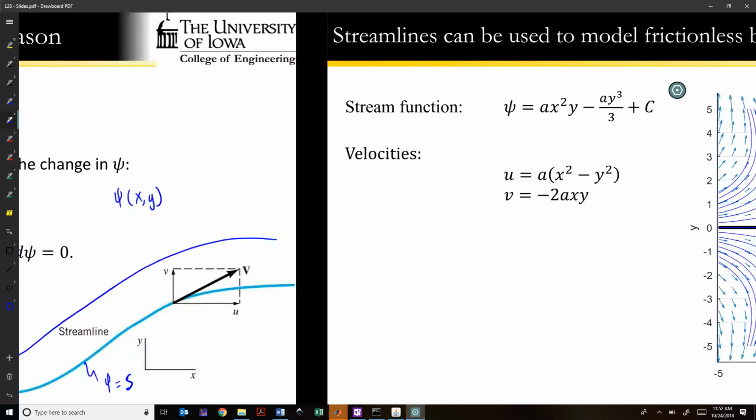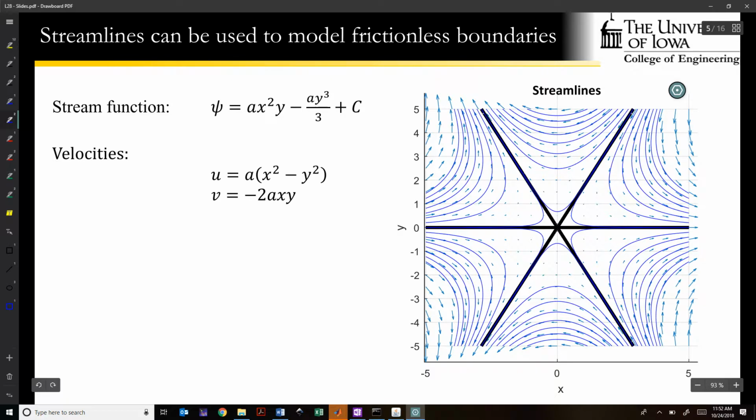So here's an example of one being used. Let's say we define a stream function, psi equals a x squared y minus a y cubed over 3 plus a constant. A is also a constant here, that we could arbitrarily tune up and down. But if we then use those expressions for velocities, that u is equal to d psi dy, v is equal to negative d psi dx, what we would get are these expressions for u and v.